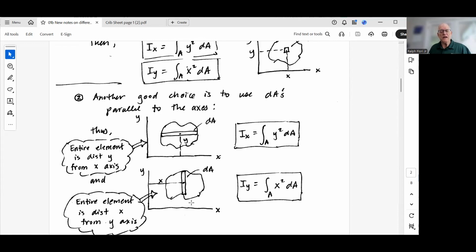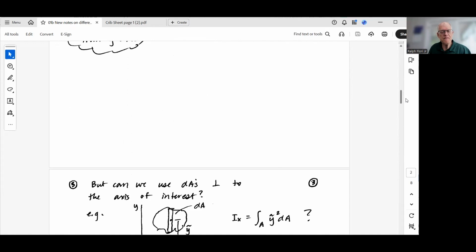The same here. If you choose to take this vertical element and take it around the x-axis, and you define a y tilde from it down to the x-axis, and you square that, and you define the dA, and you say that's my Ix, you would be wrong. You can't do that, okay? Why is that? Why can't you do that? I'm glad you asked. That's the purpose of this video, to explain to you why you can't.